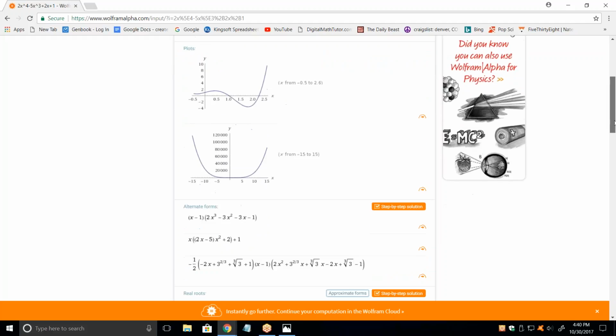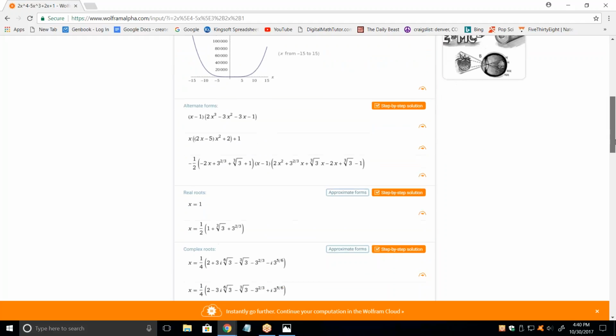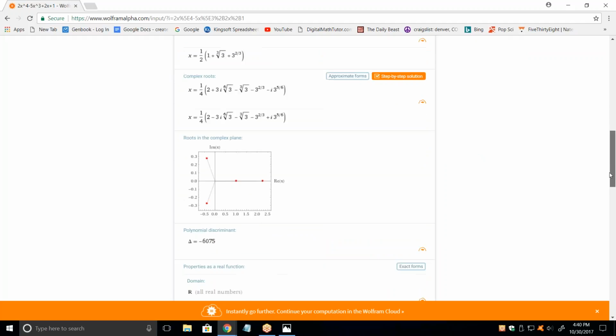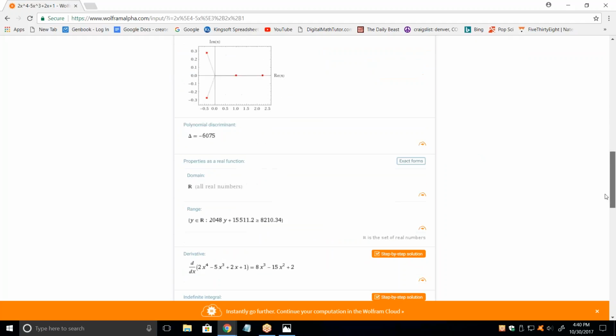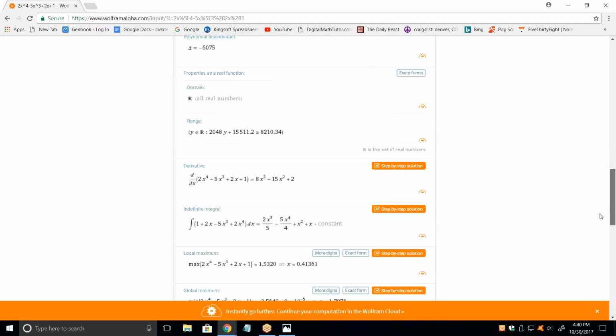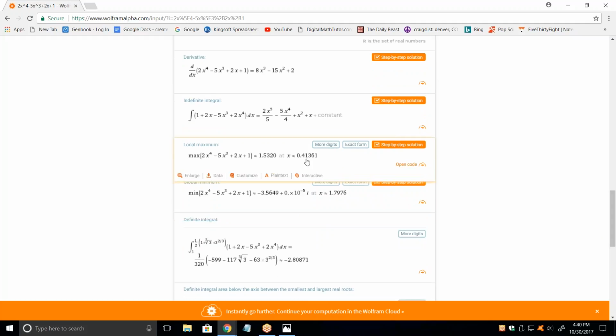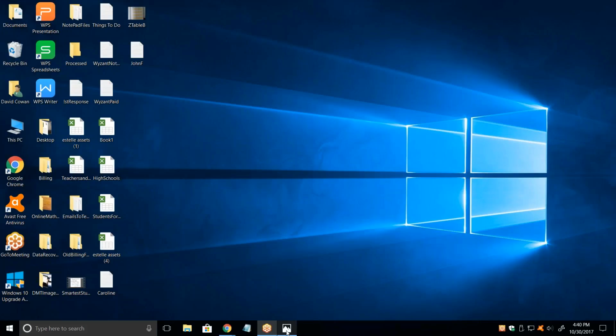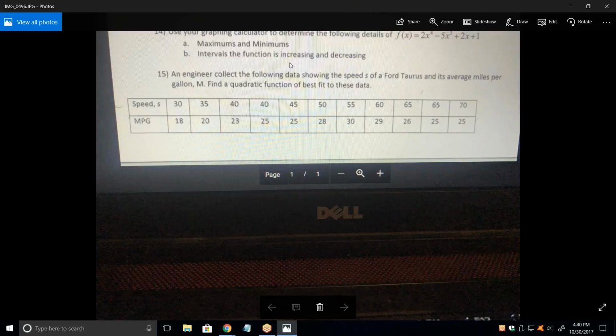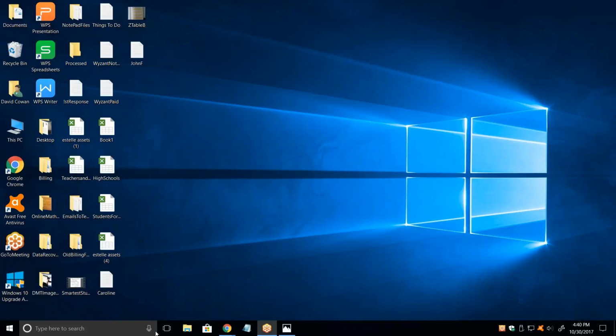Okay, let's see if it shows me my maximums and minimums here. No, it doesn't. Yes, it does. There it is. Local max, x equals 0.41, just like you said, and local min, x equals 1.8, 1.7976. Okay, and what else did they ask? They asked for the intervals where the function is increasing and intervals where it is decreasing.